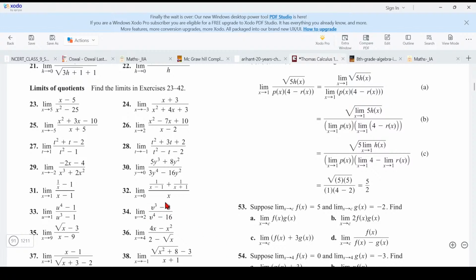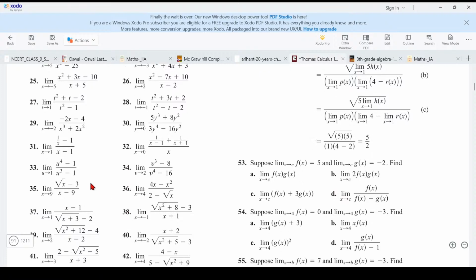Okay, next one. 34. Again, the denominator and numerator both are becoming zero. That means v minus 2 should be a factor. Same problem, just in the opposite way, right? This is again 2 power 4, v power 4 minus 2 power 4. This is v cube minus 2 cube. You can do that, right? Same, exact same.